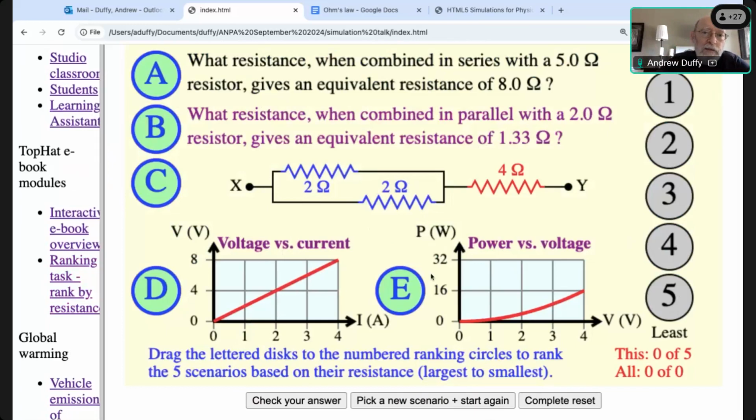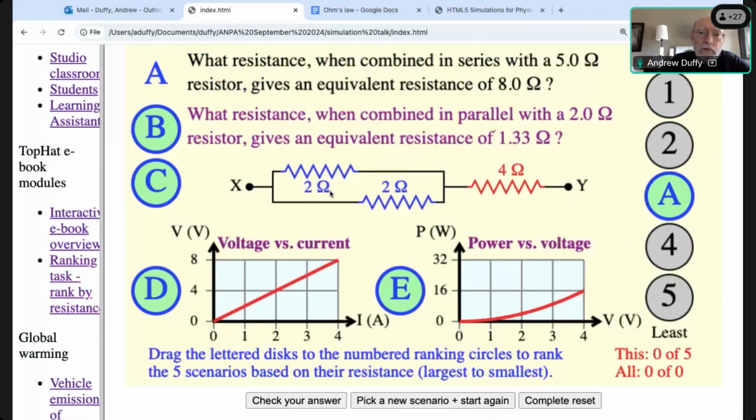Okay, but the basic idea is this, right? So we go, okay, 5 and something gets us 8 in series. That one's easy. So that one is 3, right? Now you have to drag this across to 3, which is the middle of the 5, 4, 3, 2, 1 ranking. Okay, I don't know offhand what this is. 2 and something in parallel gets me 1.33. So I know it's bigger than 2, but I don't know quite what it is. So I'll come back to that one.